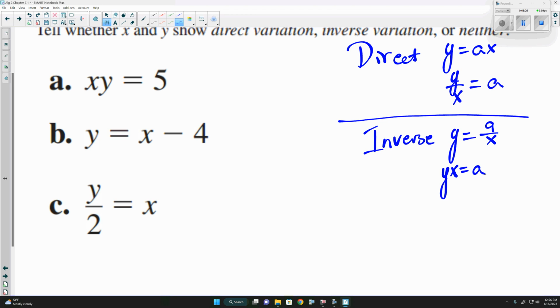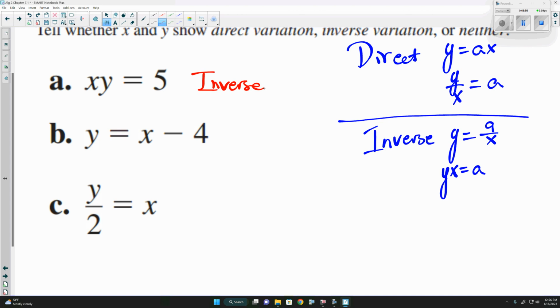So we look at the first one here. X times y is equal to 5. Would this be direct, inverse, or neither? It would be inverse, because one of our forms is x times y or y times x. So this is inverse variation. It just matches up to one of the forms. And for this one here, our value of a is 5.